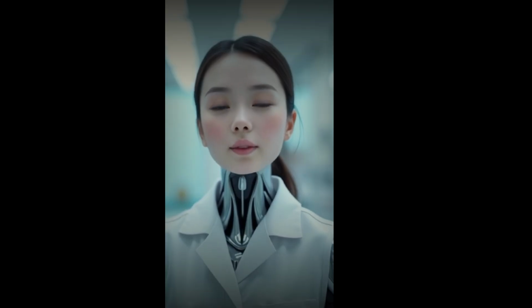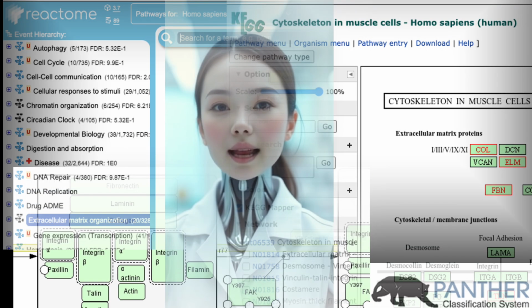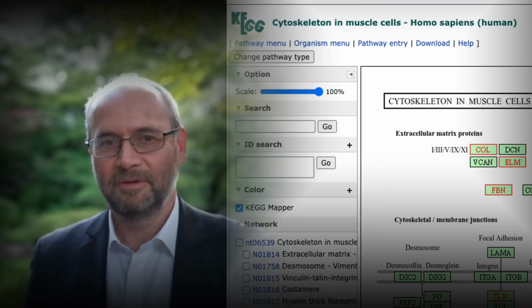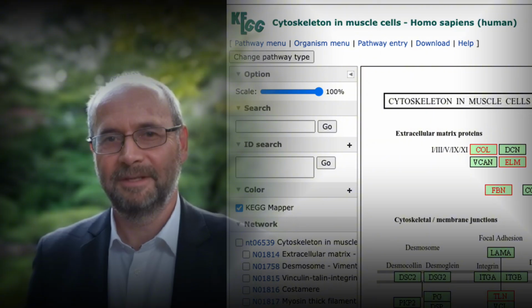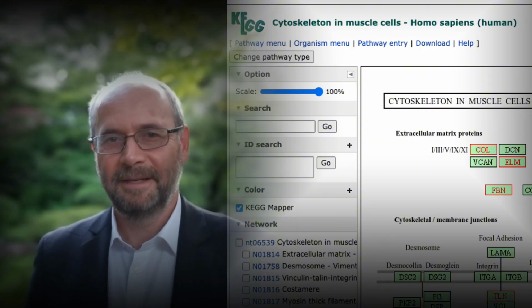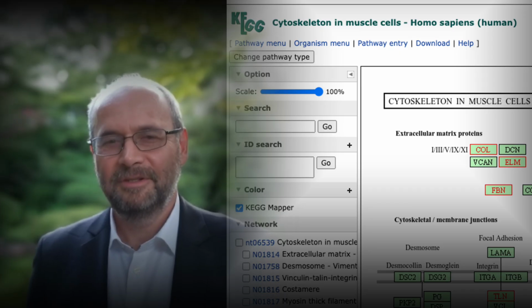As someone who frequently uses KEGG, Reactome, and Panther for enrichment analysis, I'm curious. What exactly are we missing with those tools? They're useful, but they tend to highlight processes like metabolism or cytoskeleton remodeling, effects, not causes.